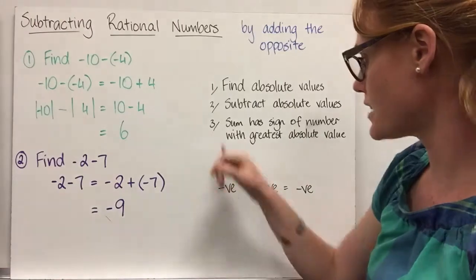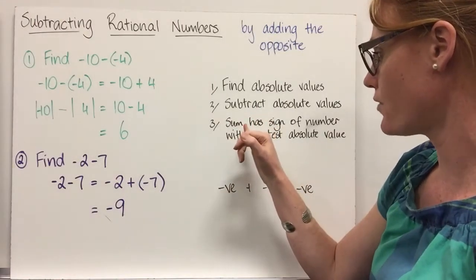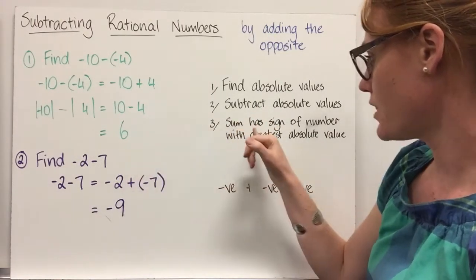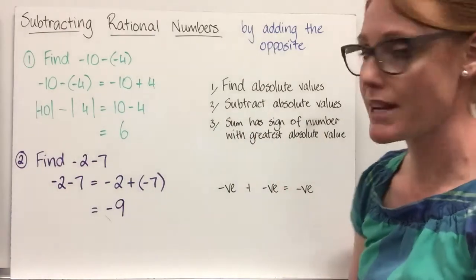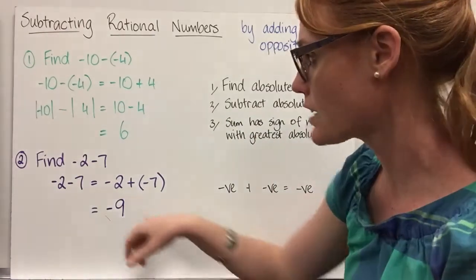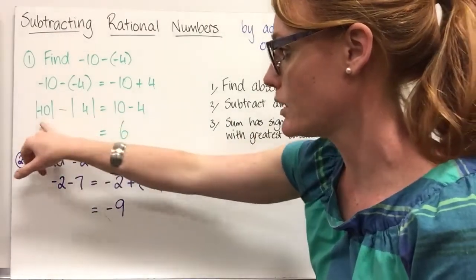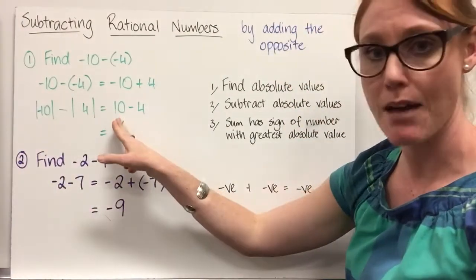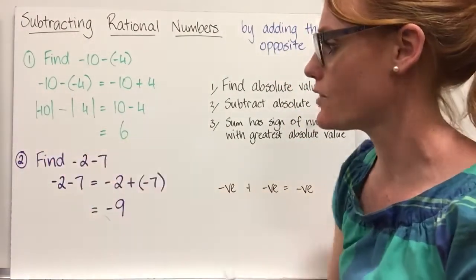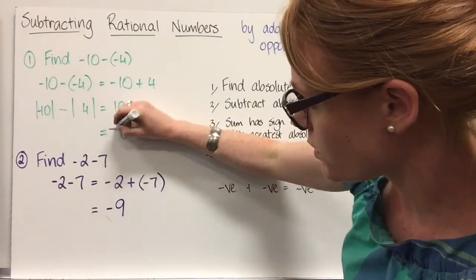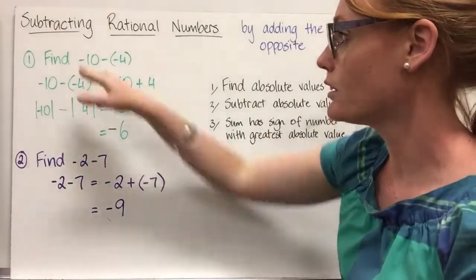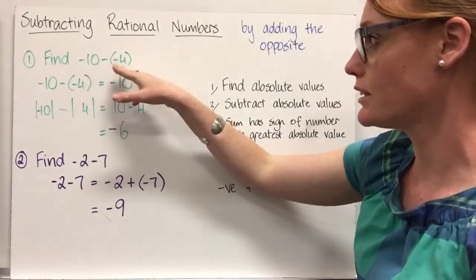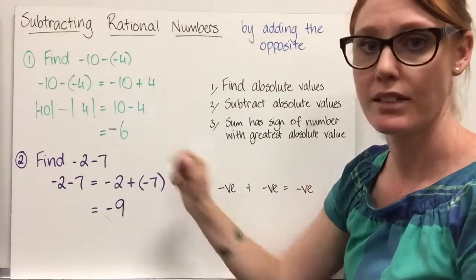But there's one last step. Remember, our sum has the sign of the number with the greatest absolute value. And in this case, negative 10 had the greatest absolute value. And because it started off as a negative, our sum also gets a negative. So negative 10 subtract negative 4 gives us negative 6.